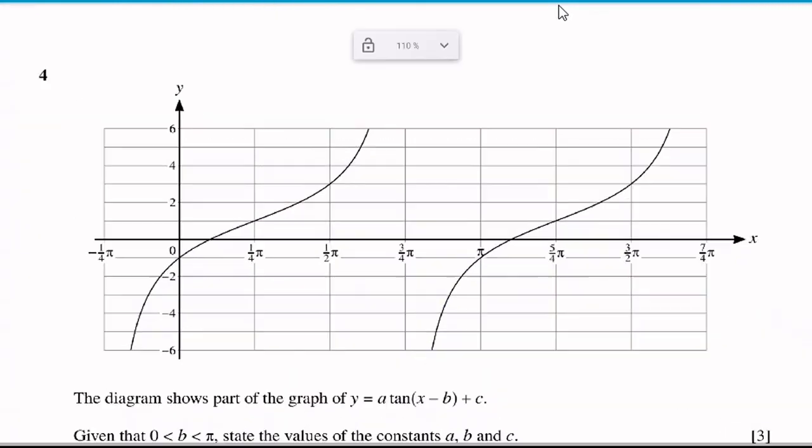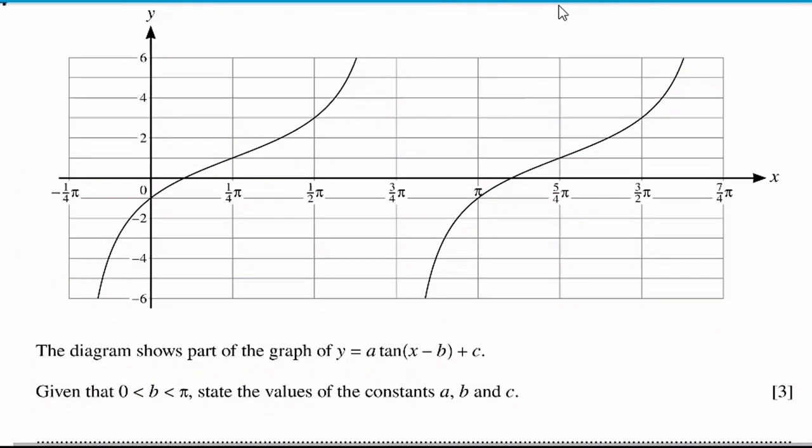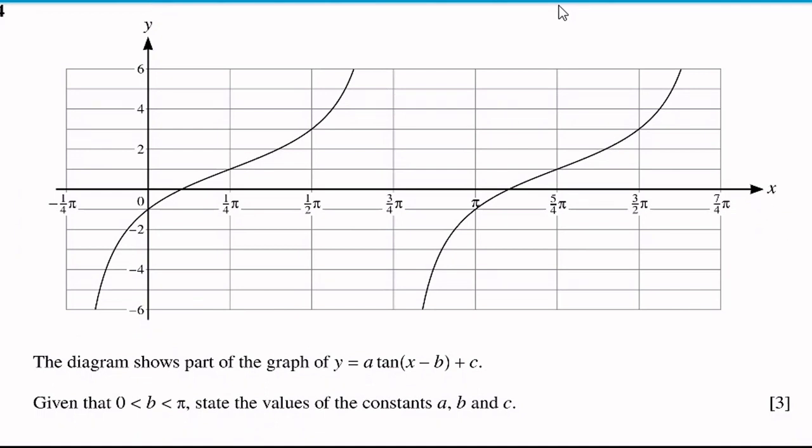This question could be very confusing and challenging. The tangent graph is not so easy to work with, because the vertical stretch can be complicated: if we stretch it vertically, it still looks the same. That's the difficult part of it. The good thing about this question is that they gave us the form already, and they just need us to state the values of A, B and C.